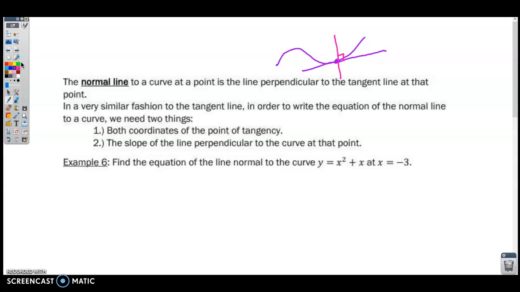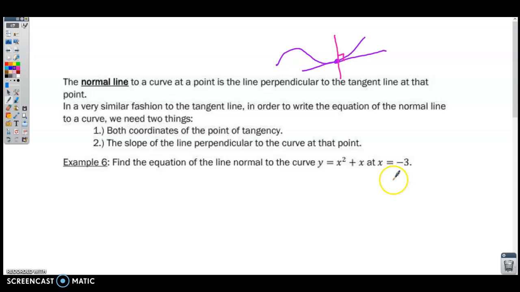So we're going to go through almost the same process here. We need two things, both coordinates of the point of tangency. But instead of the slope of the line that is tangent to the curve at the point, we need the slope of the line that's perpendicular to the curve at that point. Well, how are we going to do that? We're going to find the derivative, and that gives us the slope of the tangent line. And then if we take the opposite reciprocal of that, that's going to be the slope of the normal line. So other than that, it's very similar.